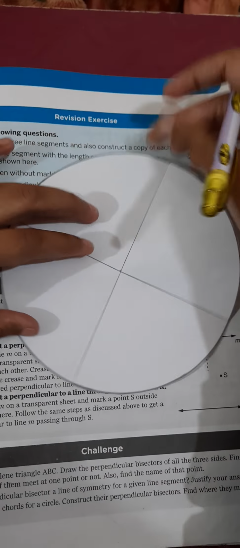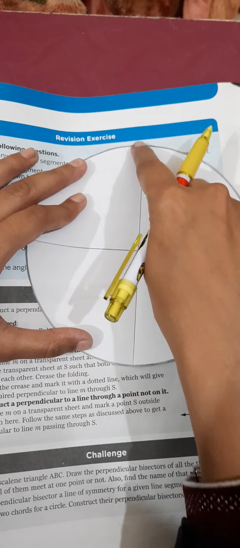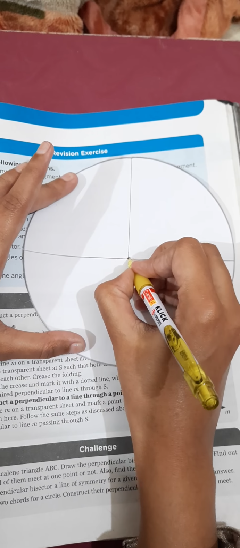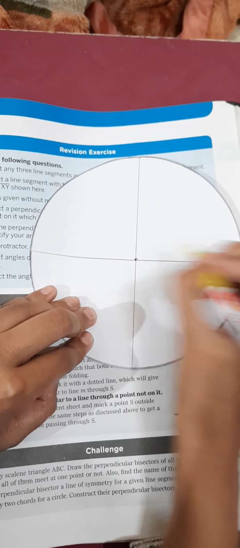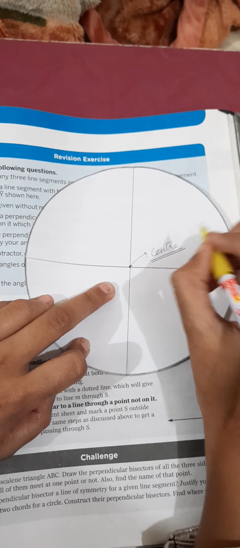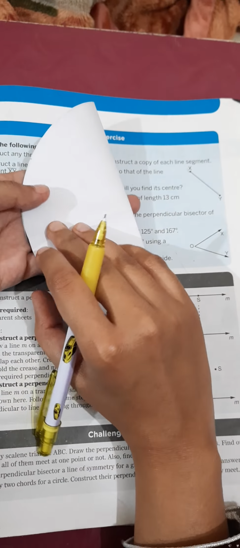Okay. Now the intersection point of these creases, where the vertical crease and horizontal crease are meeting, is the center of the circle. So that's how you are going to find the center of the circle without the help of a compass. Okay, I hope you have understood this. Firstly, fold it in half horizontally and then secondly, fold it vertically and then crease it.